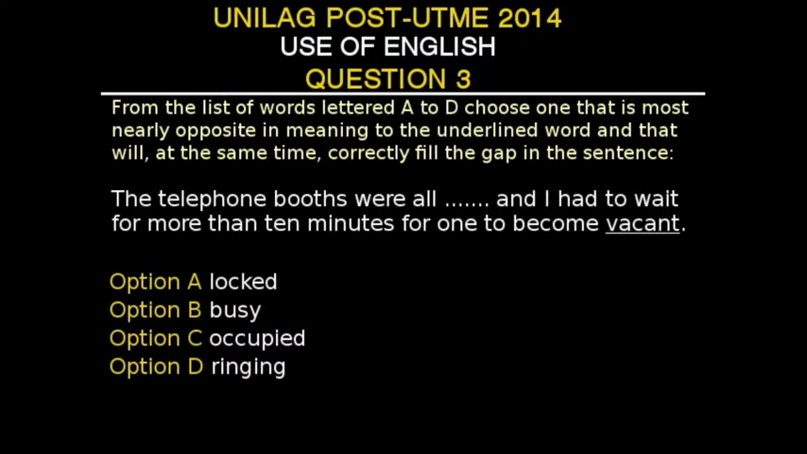UNILAG post-UTME Use of English. Question 3. The instruction still remains, pick the opposite in meaning to the underlined word that will at the same time correctly fill the gap in the sentence. The sentence is, the telephone booths were all dash and I had to wait for more than 10 minutes for one to become vacant. Vacant being the underlined word. Vacant is an adjective and it means not occupied, or empty. So the most nearly opposite in meaning that correctly fills the gap is option C, occupied. And occupied means to be used by someone, or to be busy or active.